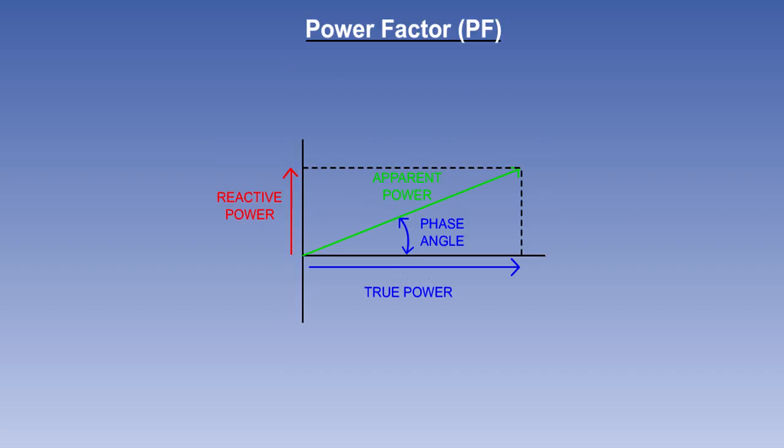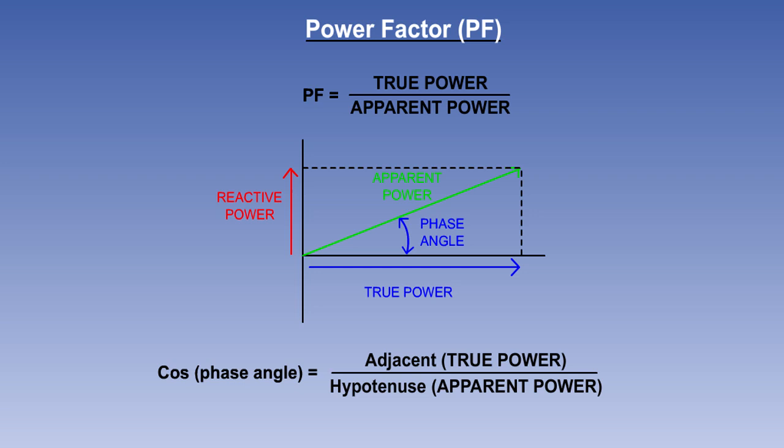The relationship between true and apparent power is an important one. It is expressed as a power factor, or PF. The power factor is the true power divided by the apparent power. As you can see from the vector diagram, this is the cosine of the phase angle.